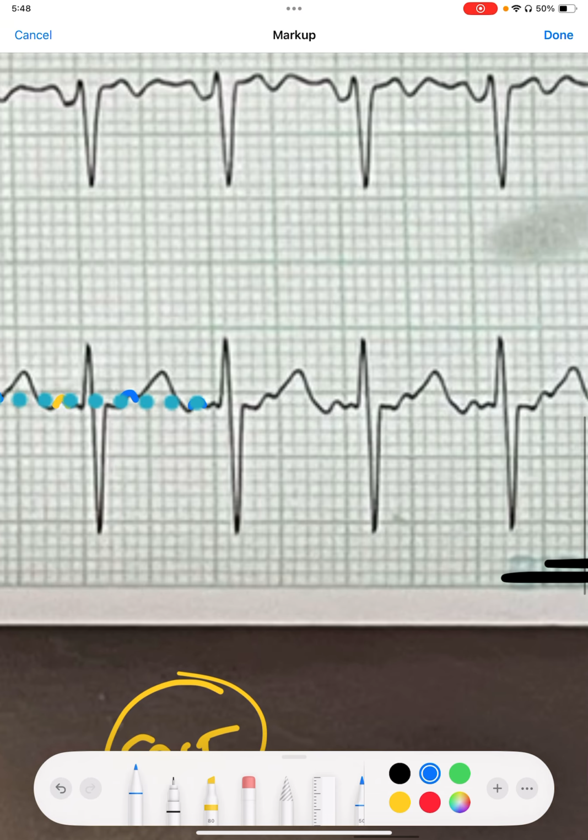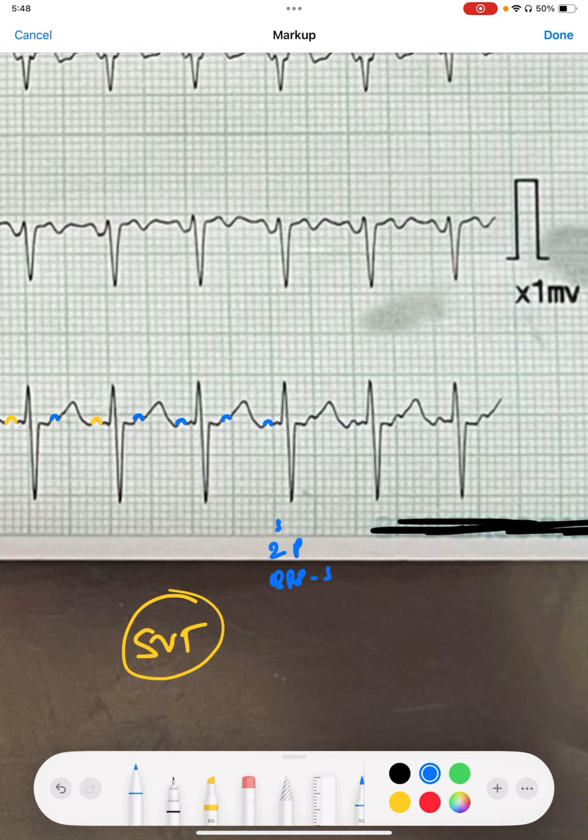Then there is the QRS. This is one P. This is the second P. But QRS is single only. So there are two P waves, but QRS is only one. It means the atrial rate is double the ventricular rate.